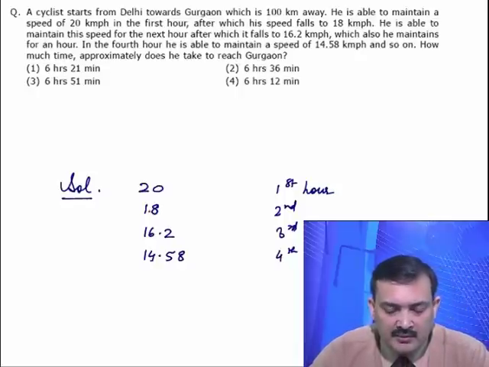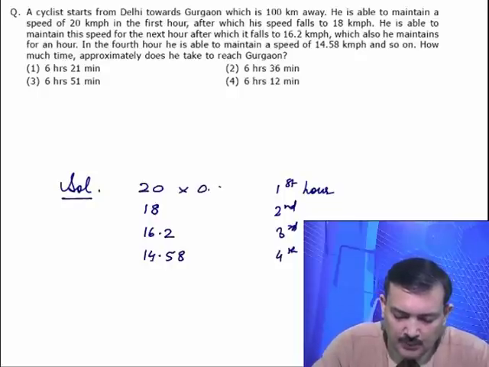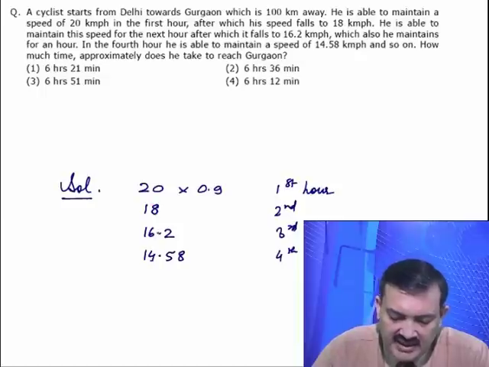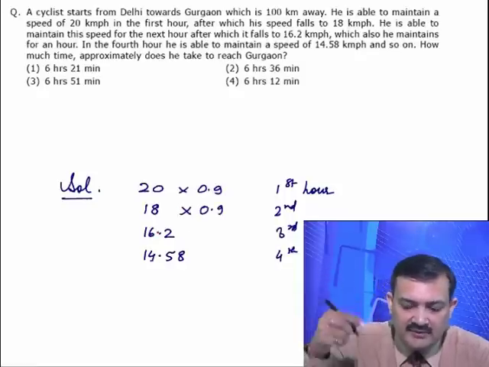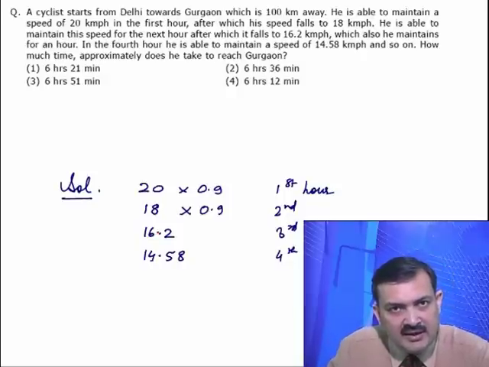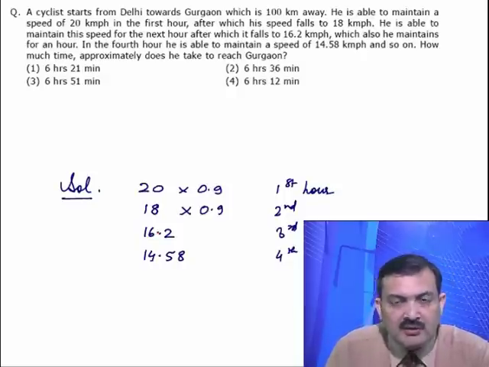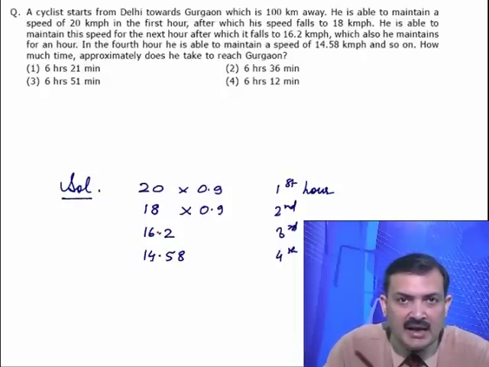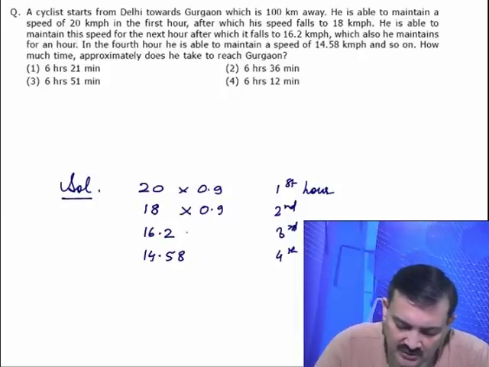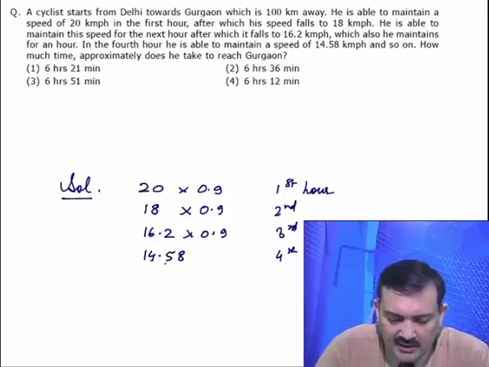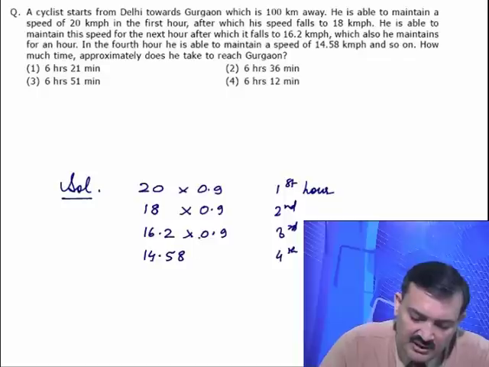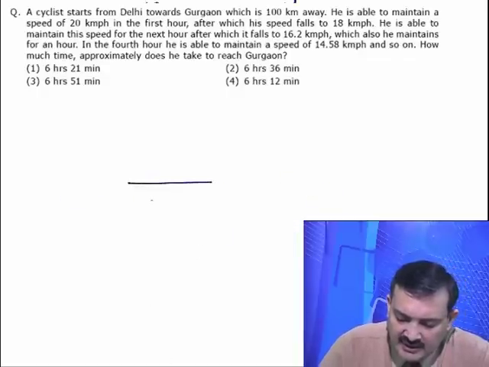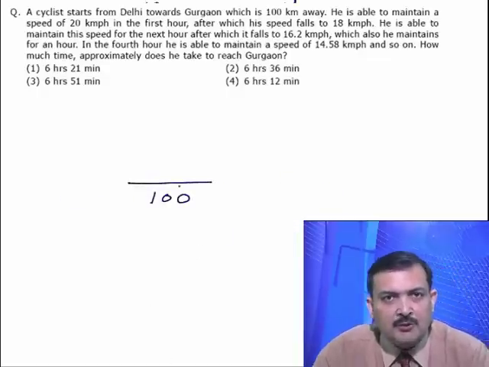20 and 18. As you can see clearly, 20 multiplied by 0.9 will be 18. 18 and 16.2, there is a difference of 1.8. It is very obvious, 18 into 0.9 will be 16.2. So the clue we get is that the speeds are decreasing consistently by 10%. Or this is the GP with 0.9 as the reducing ratio. 16.2 into 0.9 again gives you 1.62 less, which is 14.58. And so what we have to now do is, we have to keep on adding till we get a sum of 100, and then we have to get the exact answer.